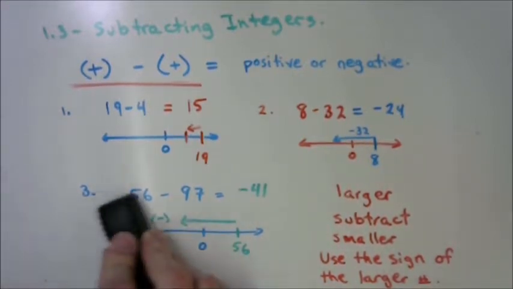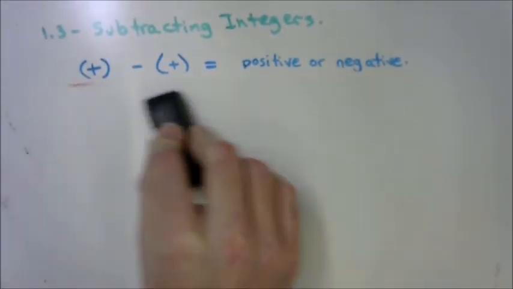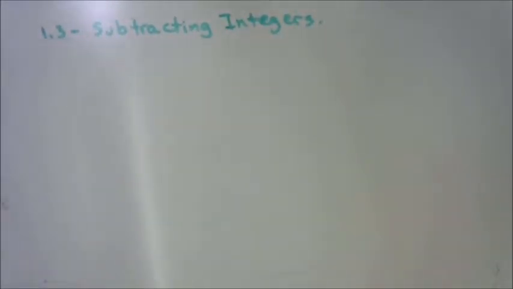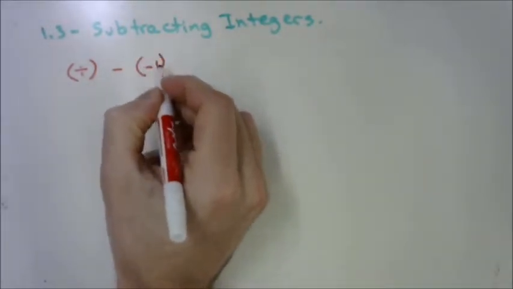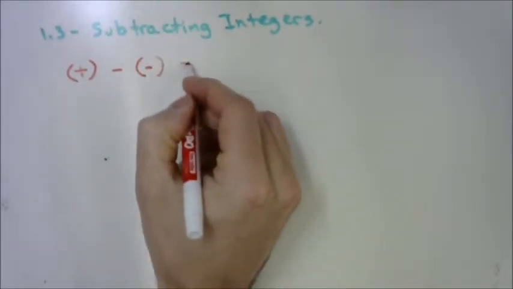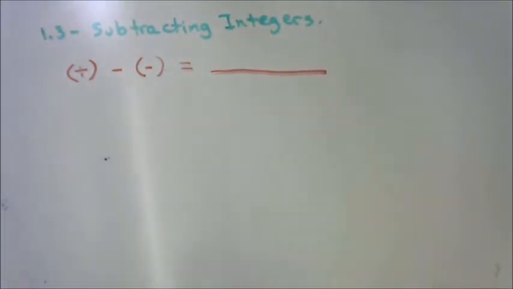So, I'll clear my board. And now we're looking at a positive minus a negative. What's going to happen here? What's the sign of our sum? Is it going to be positive or negative?